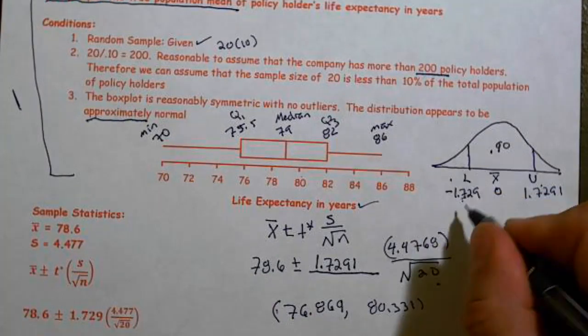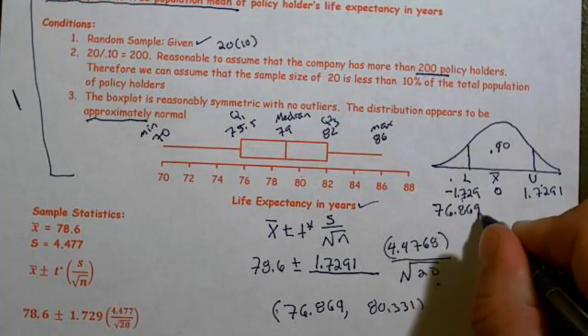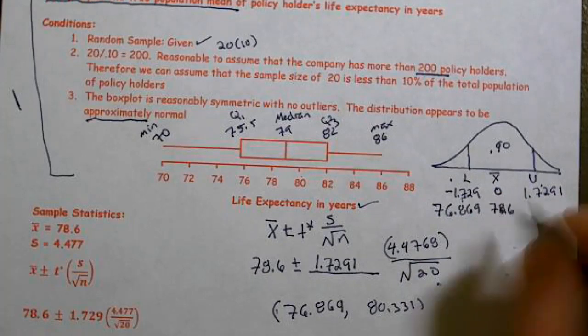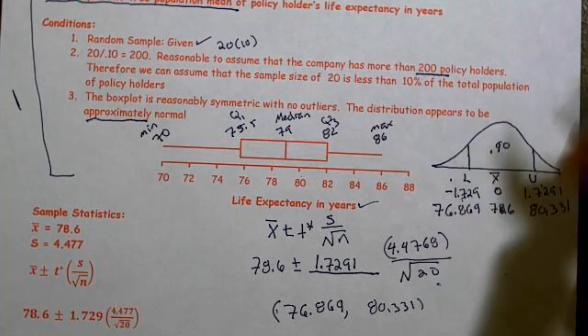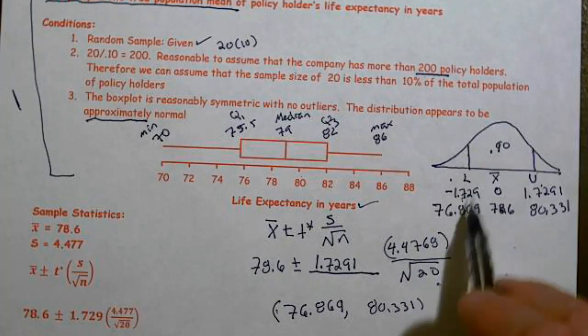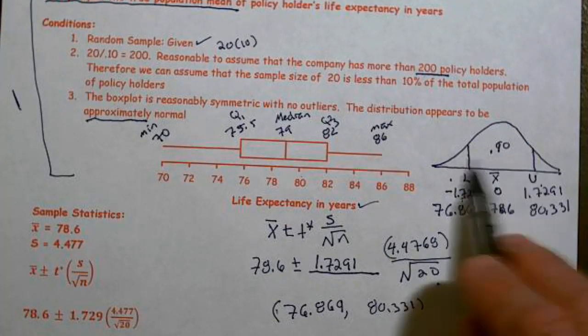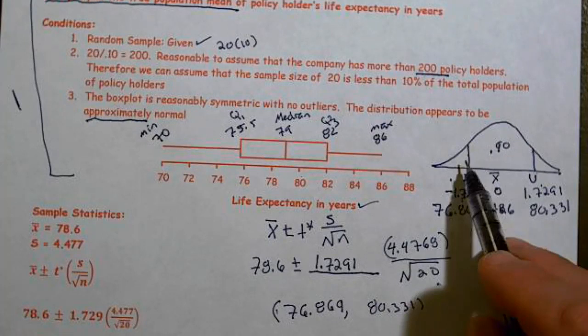What we actually have is 76.869. Our mean, our x bar, is 78.6, and our upper bound is 80.331. Now we will note, we're 90% sure that the true population mean will lie somewhere in here. Now there's a 10% chance it doesn't. All right, there's a 10% chance it doesn't.